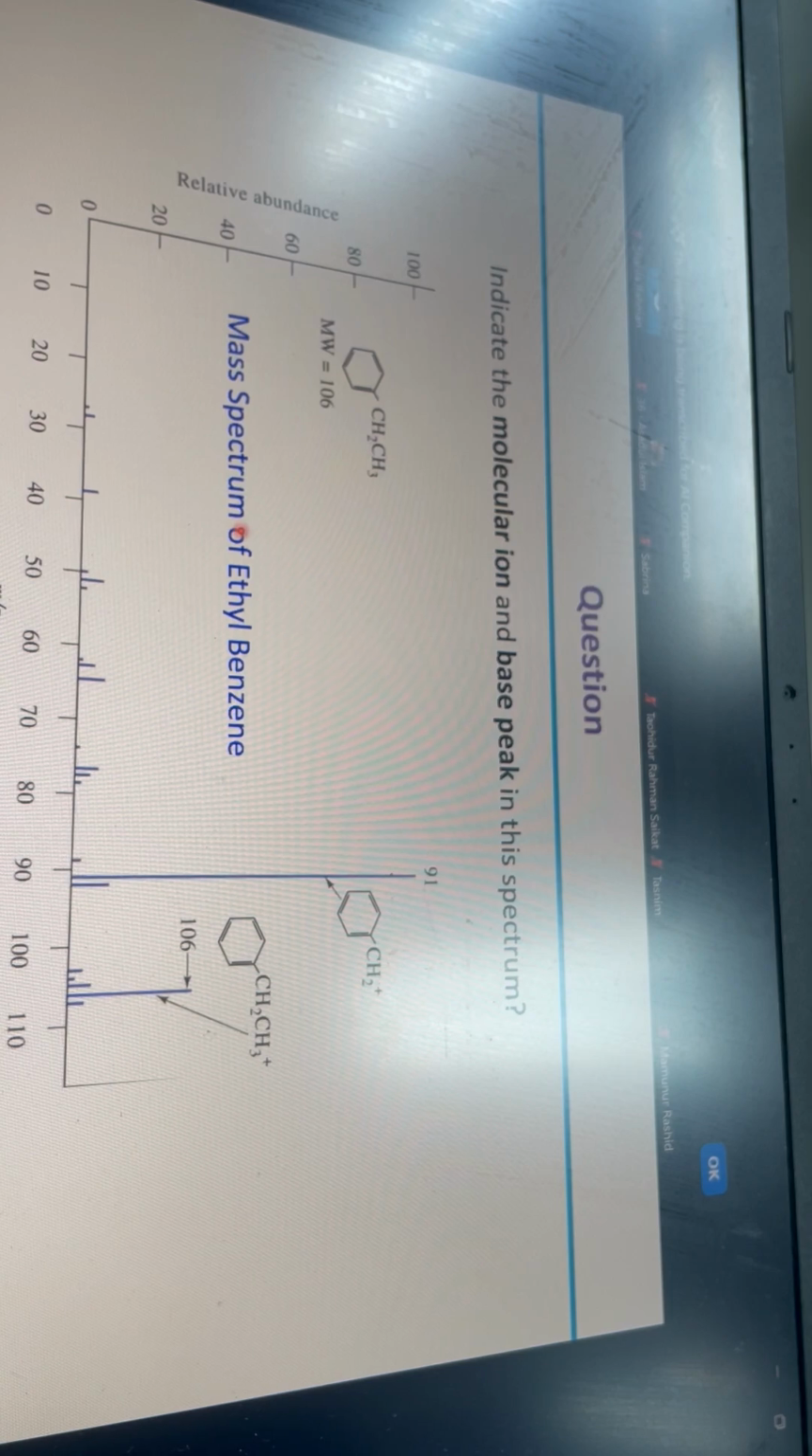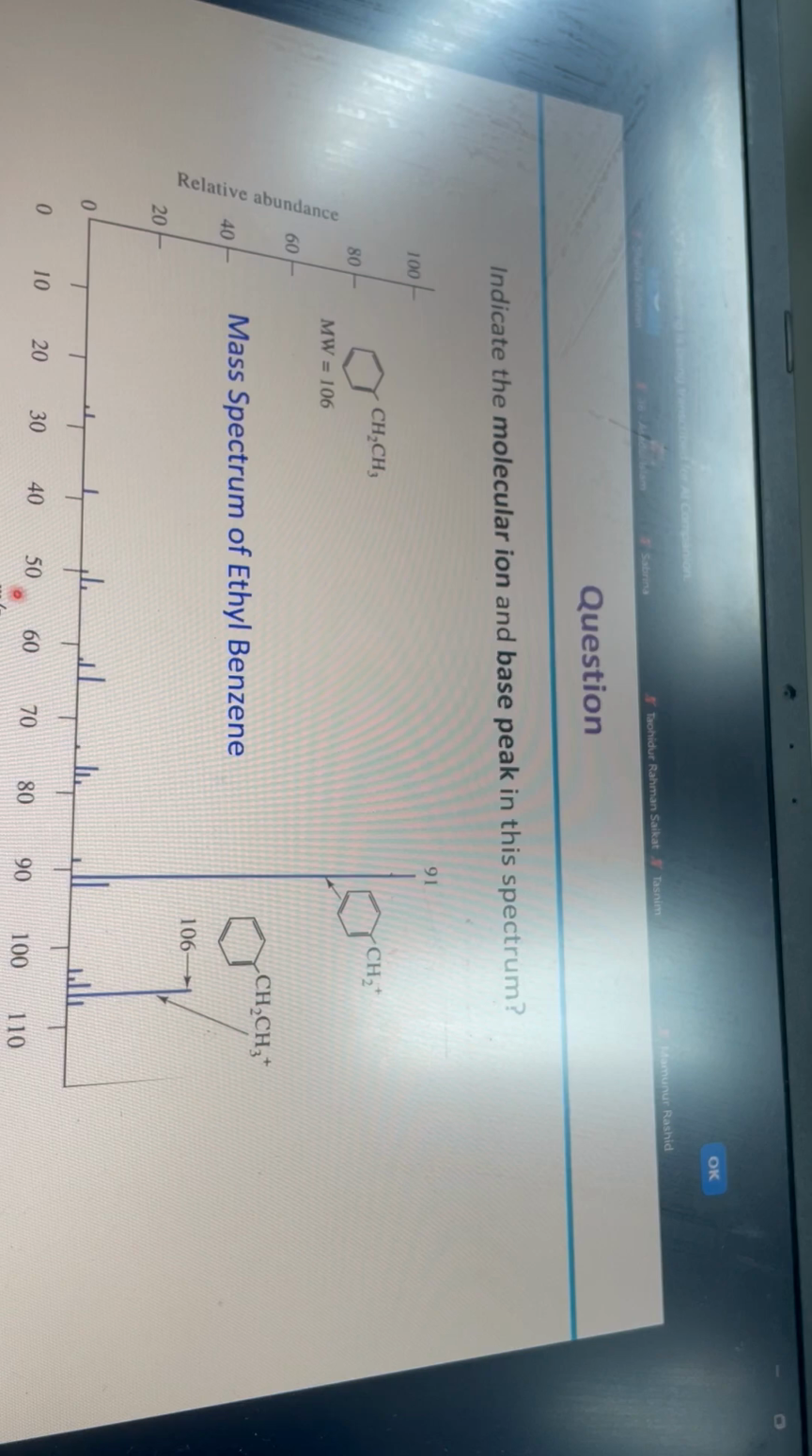So this is a mass spectrum of ethyl benzene. Can you identify which one is the molecular ion and which one is the base peak in this spectrum? Yes, sir. The negative one is the base peak. The negative one is the base peak and the molecular ion is one of the others. Great. So this is the molecular ion peak and this is the base peak. This is the base peak because this is 100%. Okay, that's how we can identify.